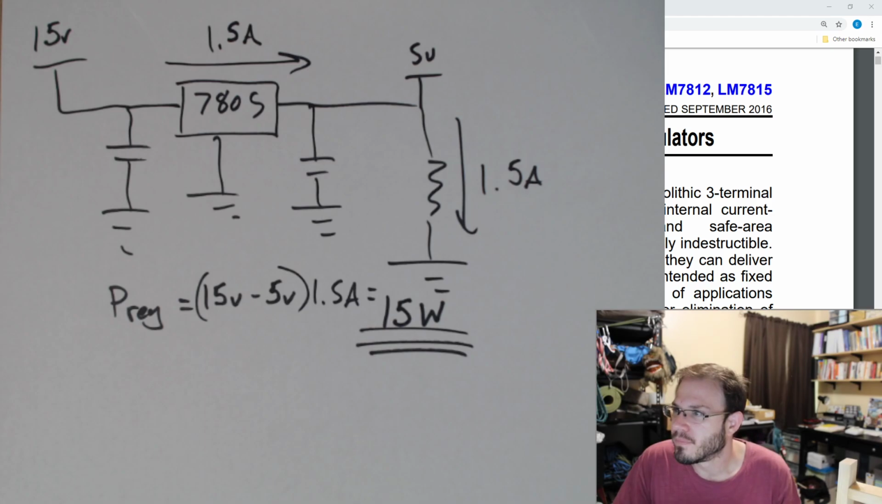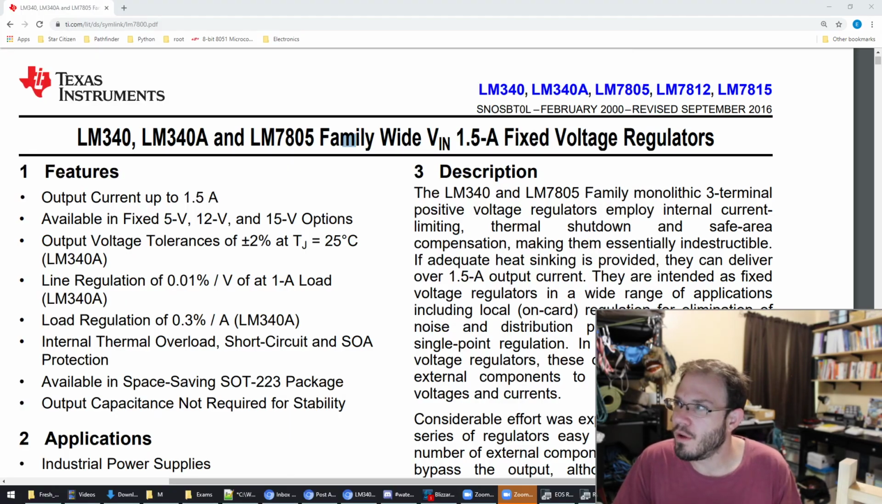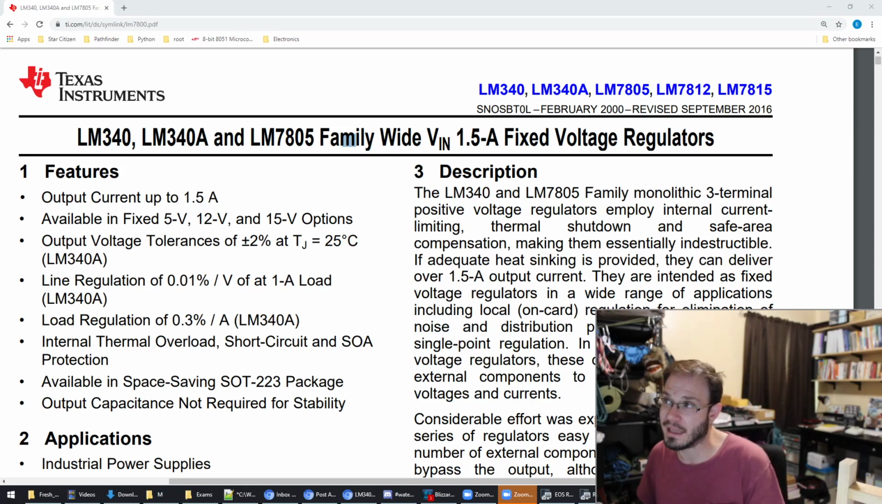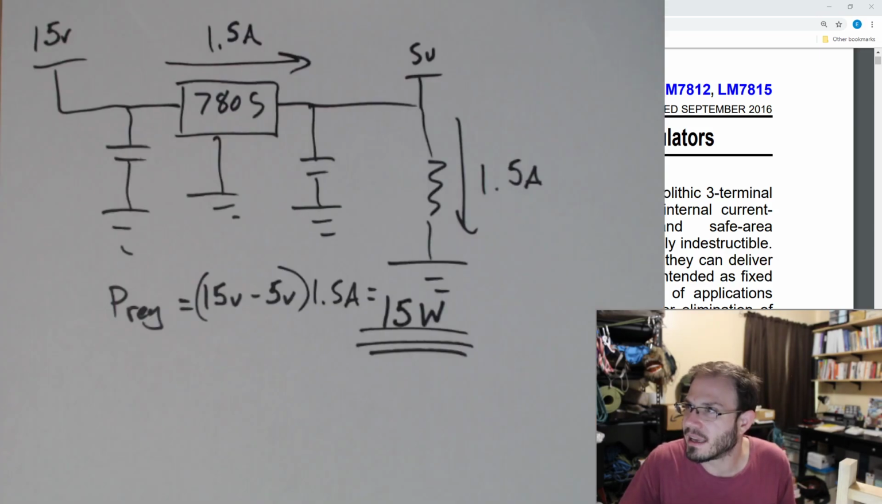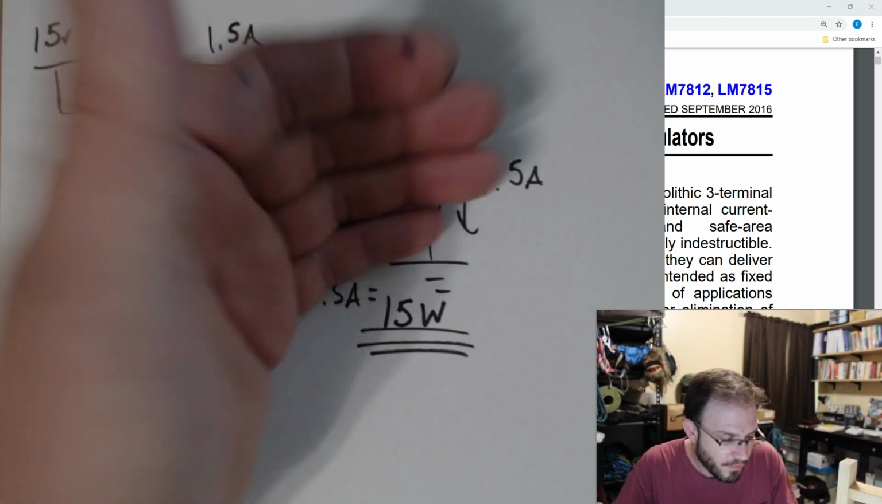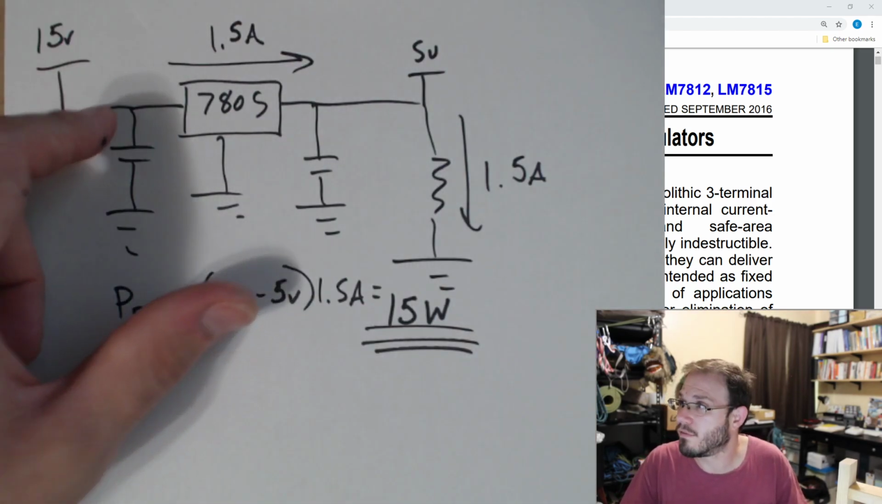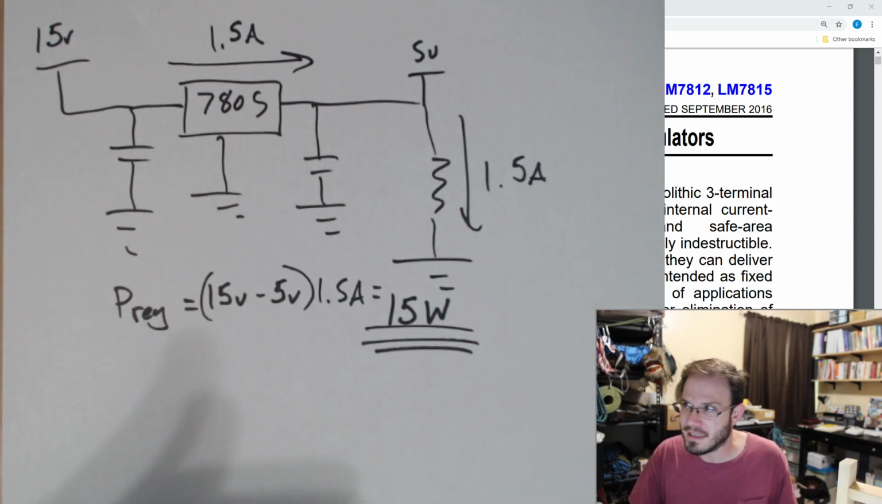So can you do 1.5 amps? Yeah, if your power dissipation is low. How do you get your power dissipation to be low when you have a lot of current going through your regulator? That's by having a very small voltage drop across your regulator. So doing things like 20 volts to 5 volts is much harder than it is to do 7.5 volts to 5 volts. Does that make sense?